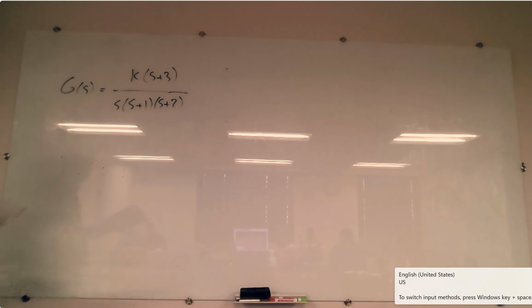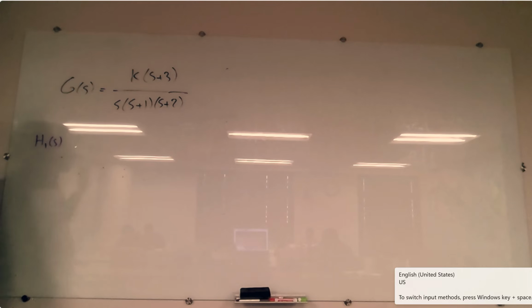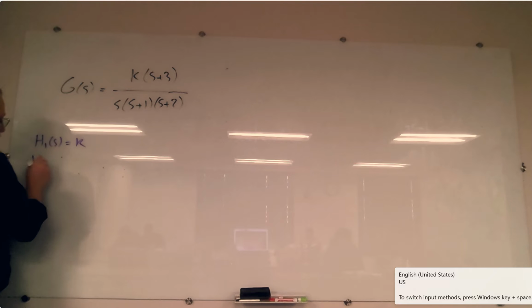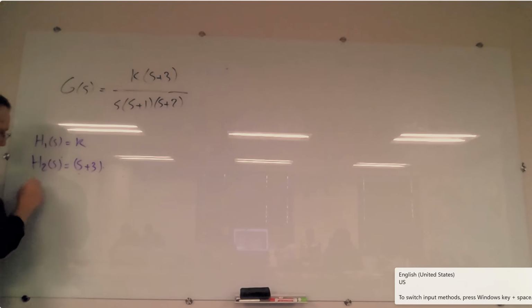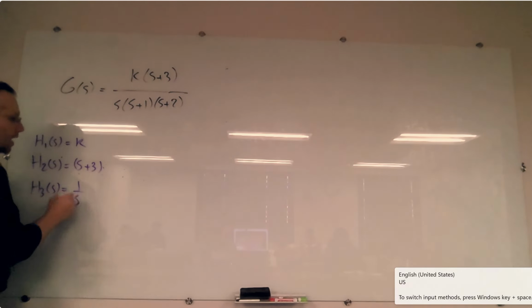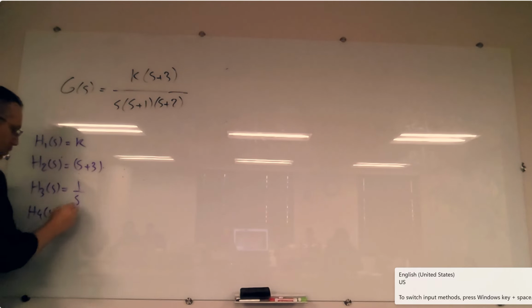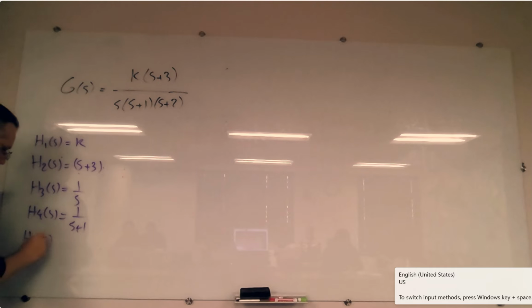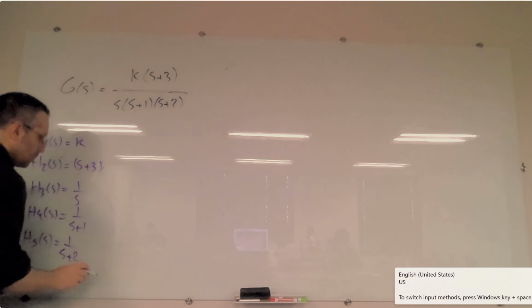So what I need to do is to first solve for, let's say, H1 of s. This is a sub transfer function, which is just K. I have another term which is s plus 3. I have a third term which is 1 over s, this pole. I have the fourth one which is 1 over s plus 1, and the fifth one which is 1 over s plus 2.